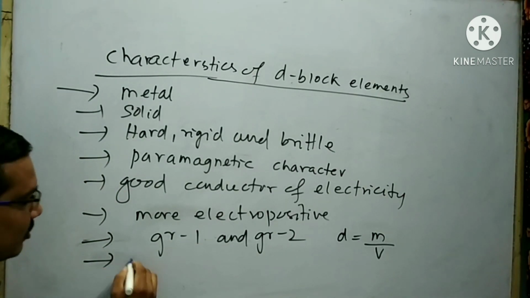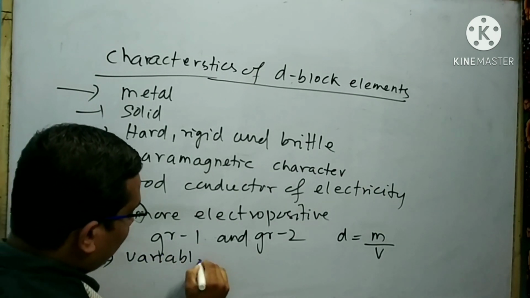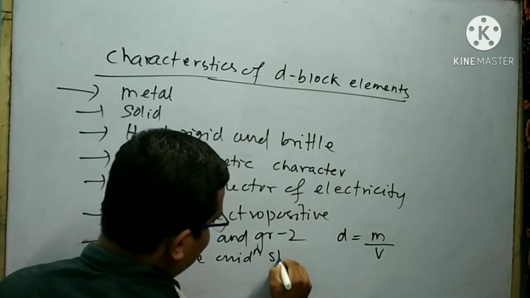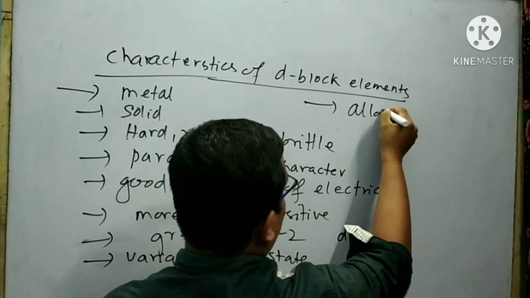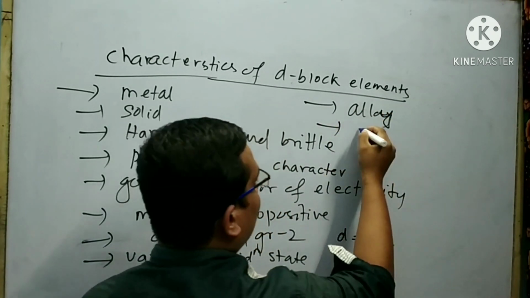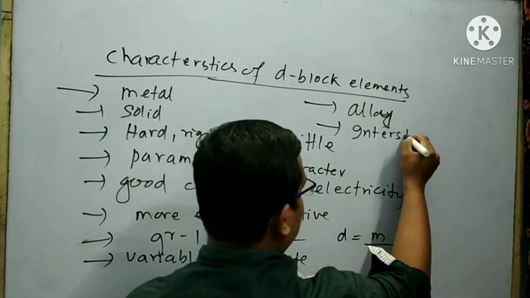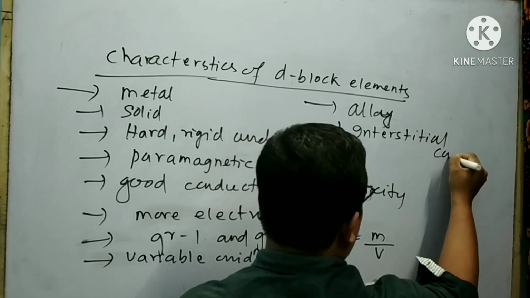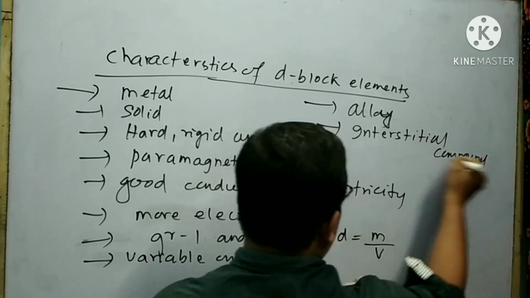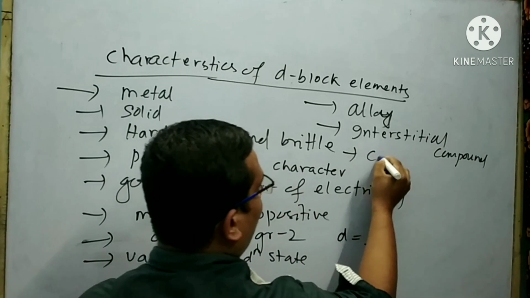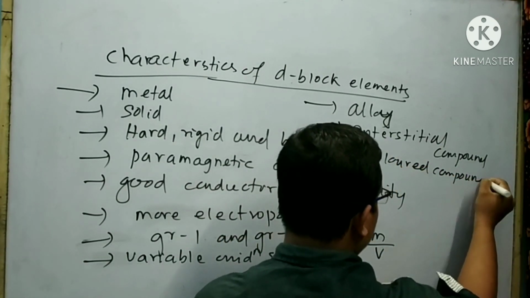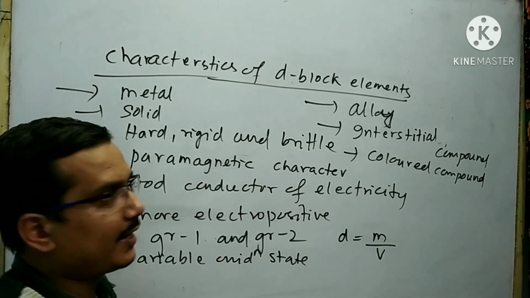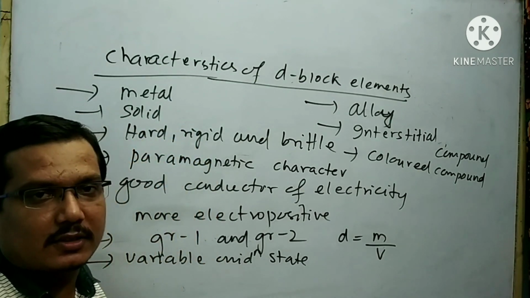D block elements show variable oxidation states. D block elements can form alloys. D block elements can form interstitial compounds. D block elements also can form colored compounds. These are the different characteristics of D block elements.